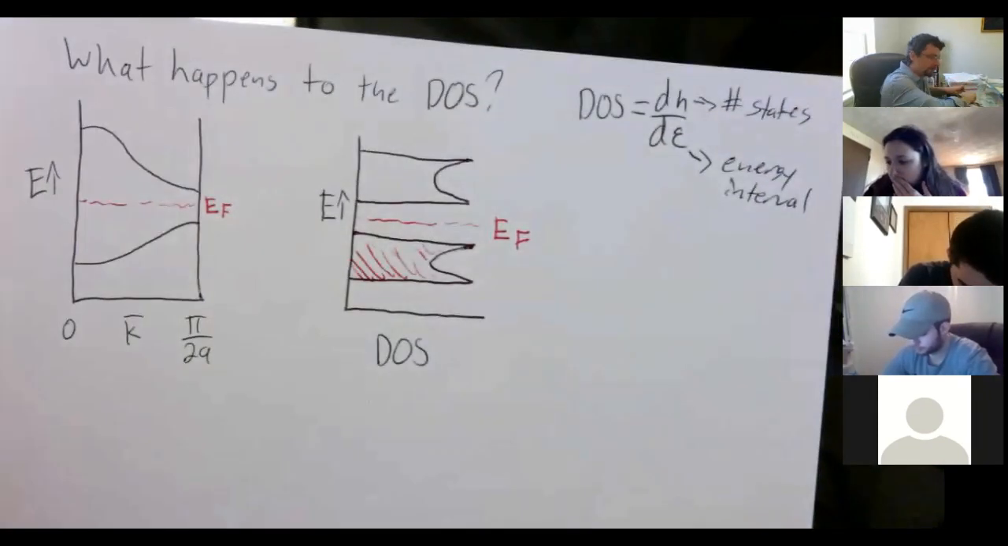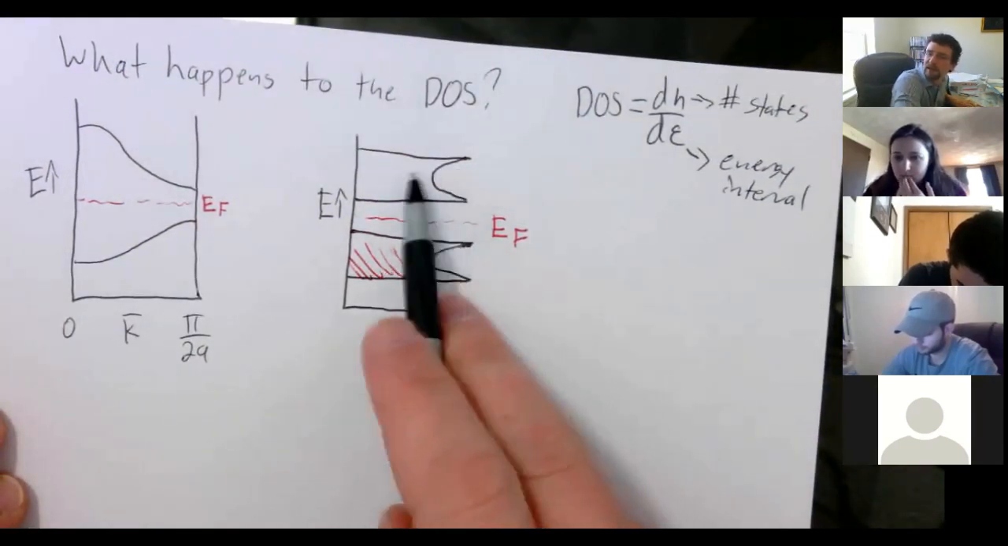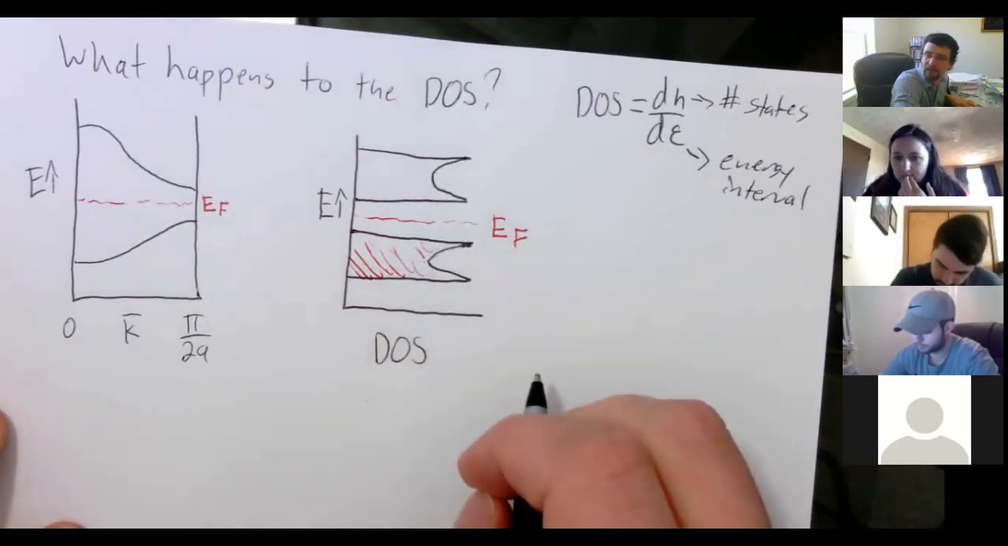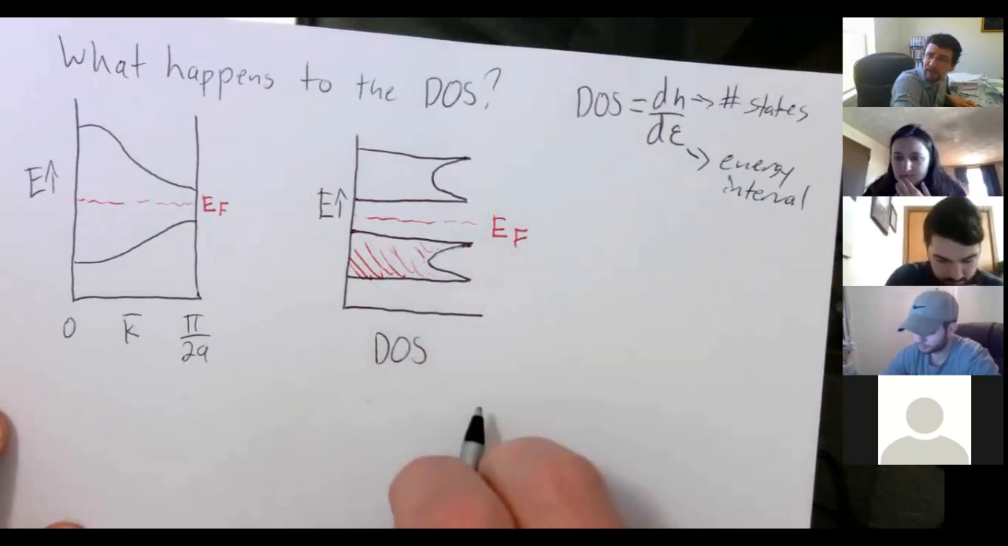So remember, these are the occupied states. They're more bonding in character. These guys are the unoccupied states. They're more anti-bonding in character. Okay? Does that make sense?